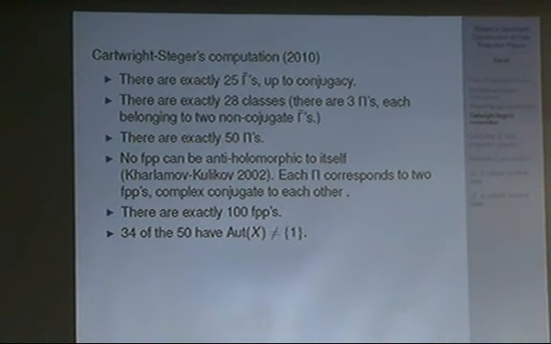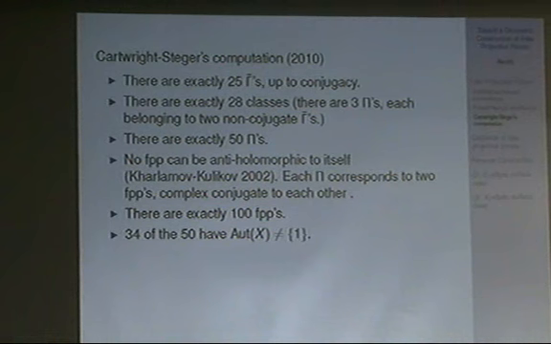And there are, so it turns out that there are exactly 50 fundamental groups. And Kharlamov and Kulikov proved that no fake projective plane can be anti-holomorphic to itself. So if you change the structure by complex conjugation, then the surface is not isomorphic to the original one. So for this fake projective plane case, each pi corresponds to 2 fake projective planes, complex conjugate to each other. So there are exactly 100 fake projective planes.